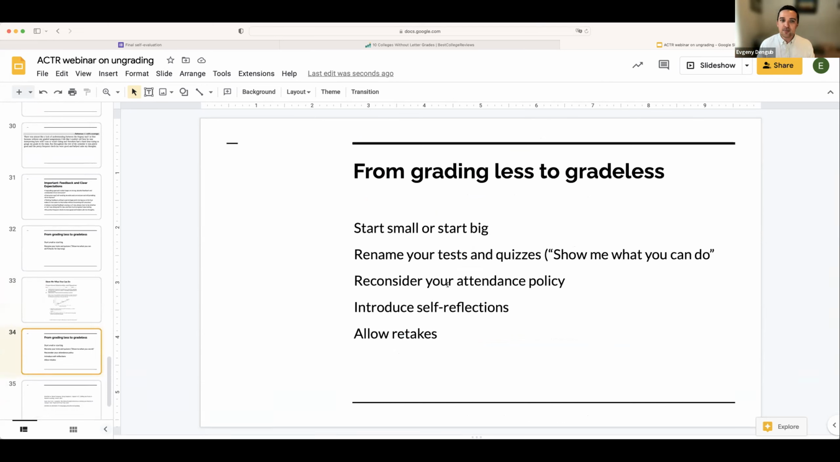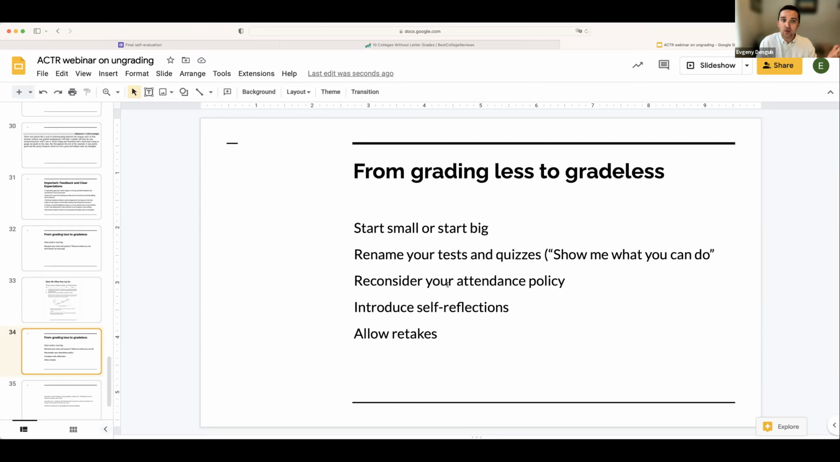You can reconsider your attendance policy, and you can make it more flexible, more inclusive. Introduce self-reflections, even if you cannot ungrade anything important that you want to ungrade, include self-reflections anyway. Invite your students to comment on their progress, on the grade that they would like to receive, or think they would receive. Have them explain why they are assigning this grade, and have them comment on the progress.